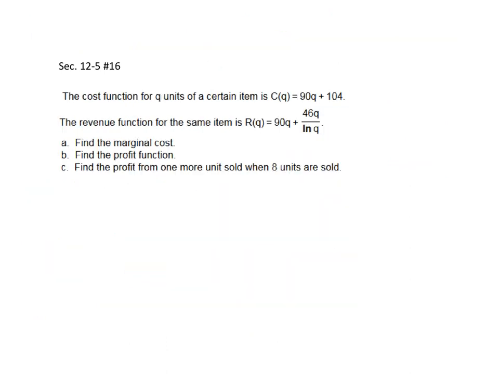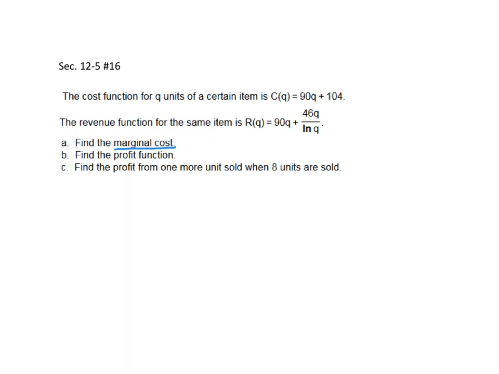Okay, here we have section 12.5, problem number 16. And problem number 16 gives us the cost function for Q units, Q standing for quantity of units, of a certain item as C of Q is equal to 90 times the number of units plus 104. And the revenue for that same item, R of Q for Q units, is 90 times Q, the number of units, plus 46 times the number of units divided by the natural logarithm of the number of units. And the first thing that we're supposed to find is the marginal cost.